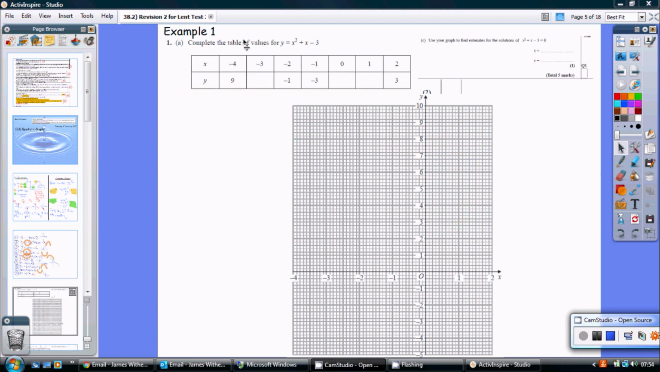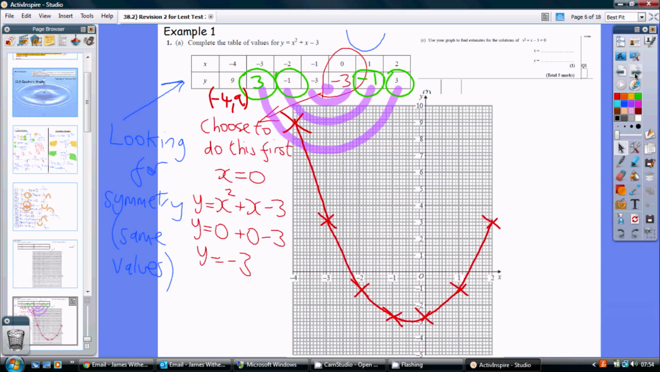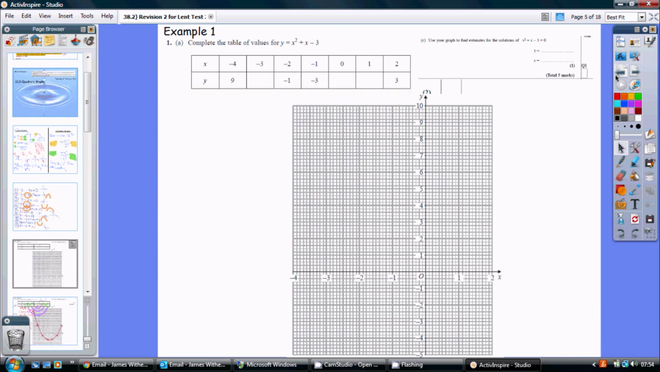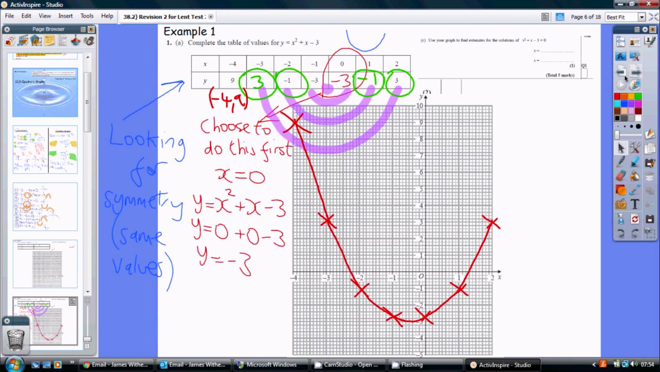So here's our first example, and you can see that it's going to be a smiley face graph because we've got a positive x squared. Let's just go back to this one for a second, because we haven't got any numbers repeating as the y values, we can't yet be looking for the symmetry. So we are going to have to work some of these out.